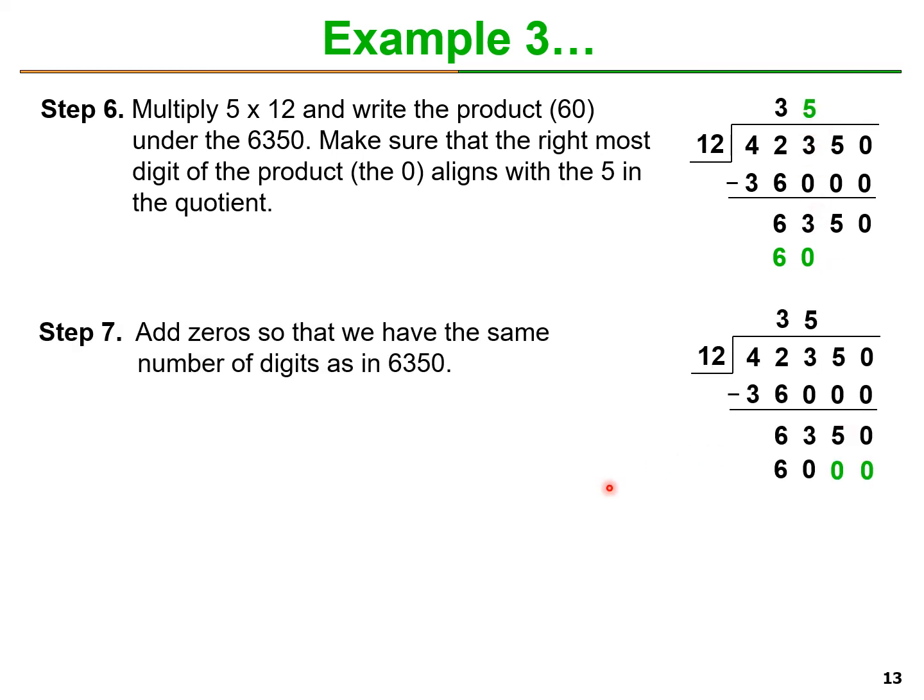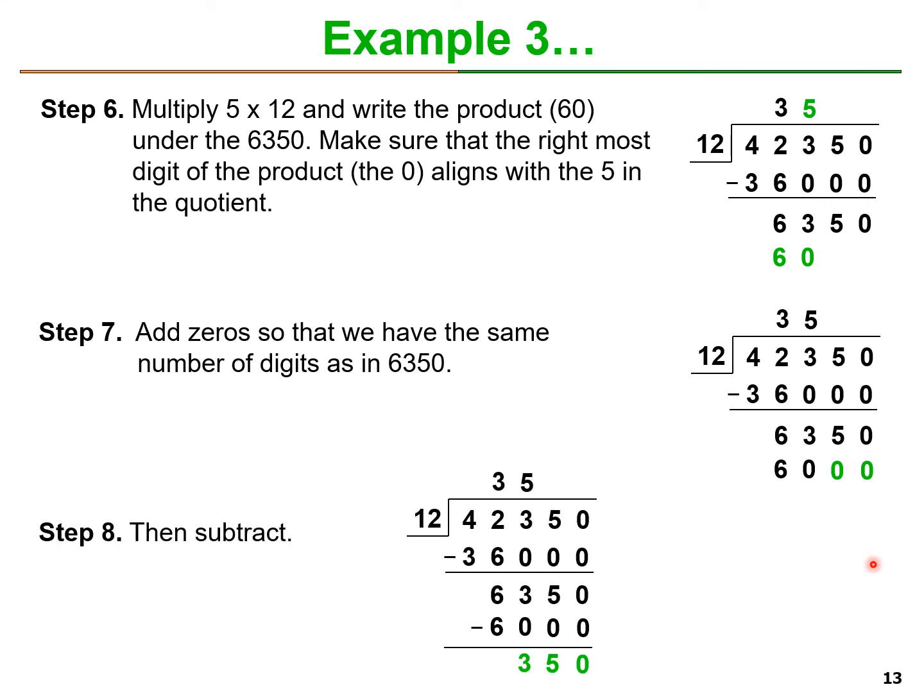Add zeros so that we have the same number of digits that we have in 6350. In 6350, we have 4 digits, so we have to add 2 zeros. 1, 2, 3, 4 digits. Then subtract. Because I ran out of space over here, we're going to continue working right here.